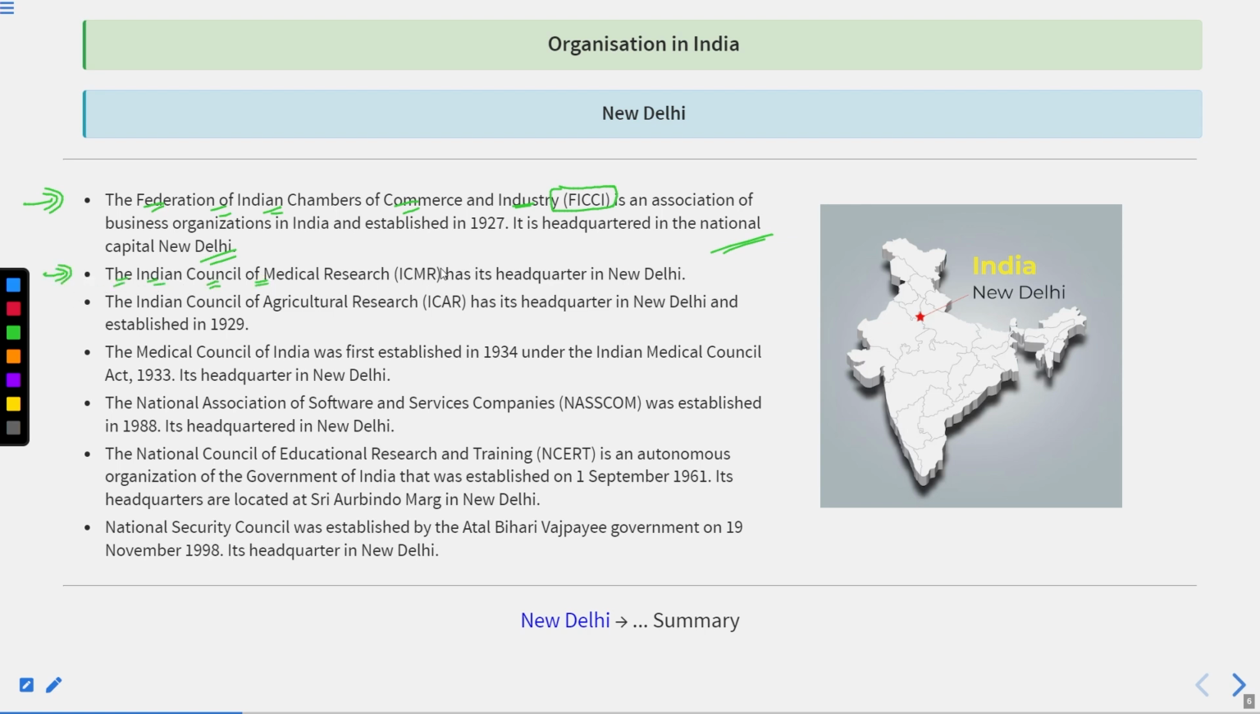Then the Indian Council of Medical Research, ICMR. It is established in New Delhi, and remember it is an autonomous body, which means it could act independently but does not have its own separate act, so it is a semi-statutory or fully autonomous body.